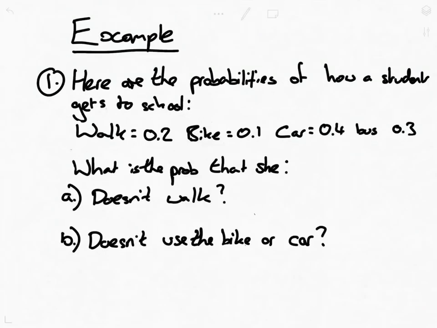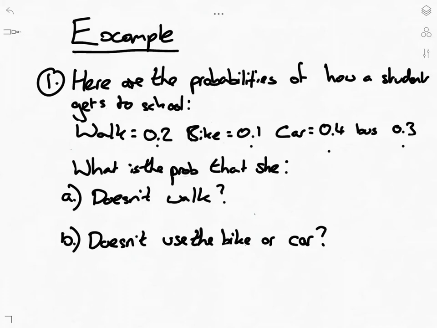So let's do an example. Here's a slightly different question. The probabilities of how a student gets to school. She either walks, takes the bike, the car, or the bus. What is the probability that she doesn't walk? So again, these are mutually exclusive because if she walks, she's not going to take the car, etc. We can check. So 0.2 add 0.1, add 0.4 add 0.3 equals 1. So that's good.